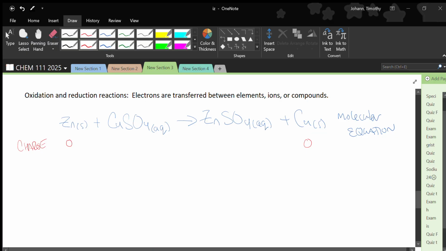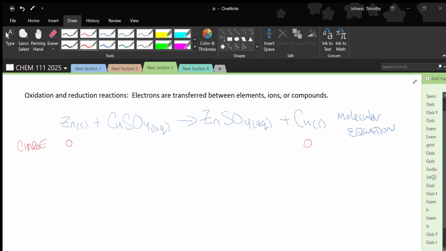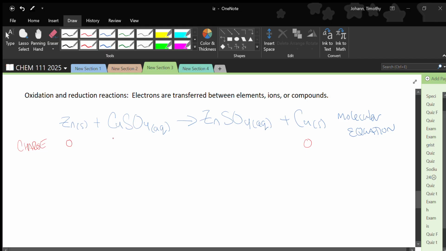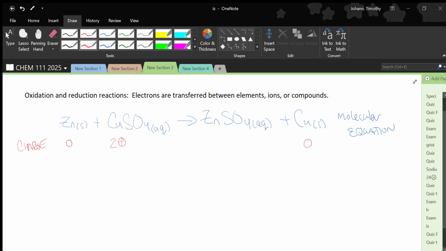However, this copper is with a sulfate ion. Does anybody remember what the charge is on the sulfate ion? It's 2 minus. So for this to be neutral, if this is 2 minus, what's this have to be? 2 plus. So this is going to be 2 plus. All right. And then what's the charge need to be on this zinc if it's got 1 sulfate? 2 plus.